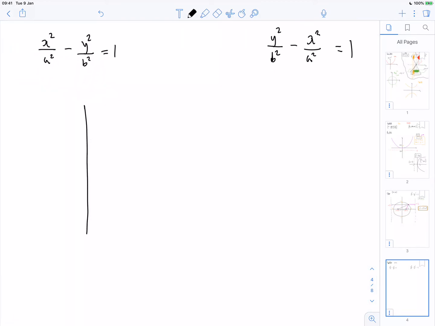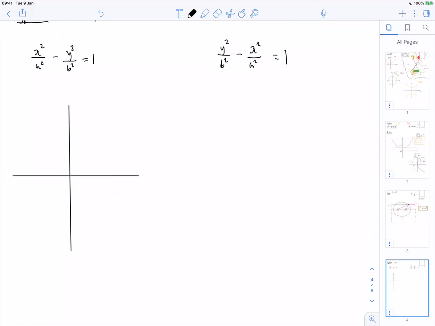Okay, so let's think about what's going on here. Well, when y is 0, this term disappears and I'm left with x squared over a squared equals 1. So I know that x definitely goes through positive a and negative a. I also know that when I get rid of x, I set that equal to 0, I'm going to have minus y squared equals b squared, and that has no solutions because a negative number can't equal a positive number. So I know it's never going to cross the y axis.